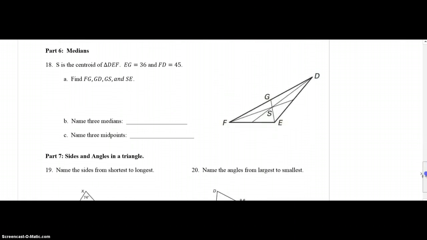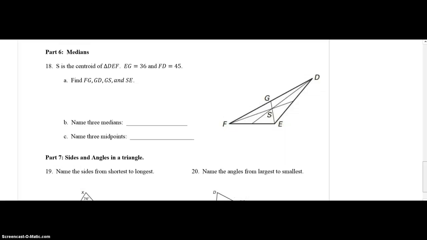Okay, part 6, talking more about medians. It says that S is the centroid. And since S is the centroid, you know that this is a median, this is a median, and this is a median, because a centroid is where 3 medians intersect in the middle of a triangle.